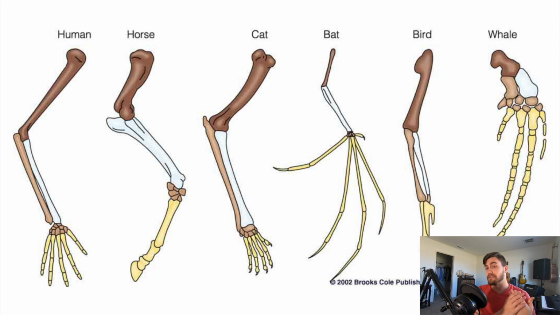The horse has also lost all but one of its fingers, and we've looked at horse evolution before, so we can move on from here. But these are homologous structures, right? Derived from the same characteristic.